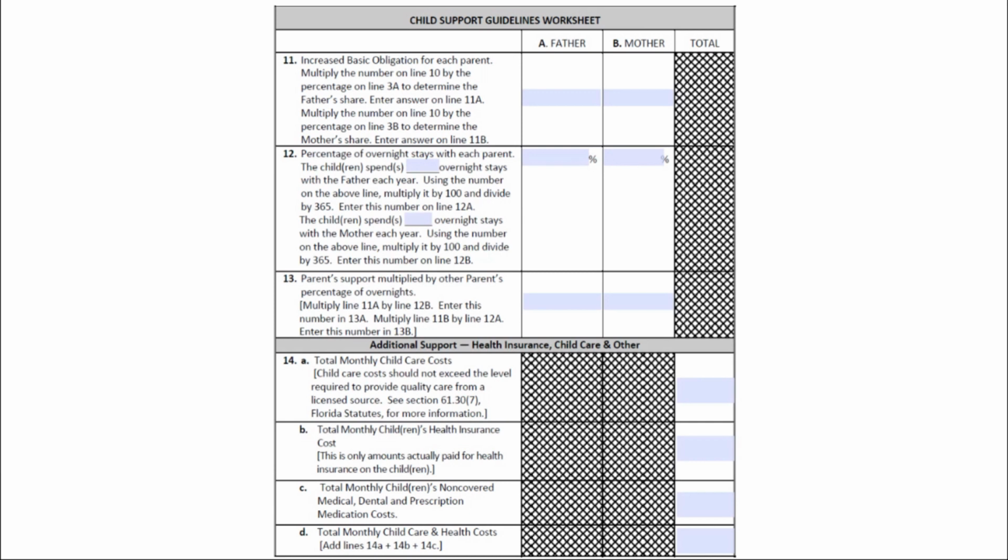In section 13 of the guidelines worksheet, you are going to calculate the parent's support multiplied by the other parent's percentage of overnights. In this case, to determine 13A, which is the father's support, you must multiply line 11A by line 12B and enter that number into 13A. To determine the amount for the mother's support multiplied by the other parent's percentage of overnights, you will have to multiply line 11B by line 12A and enter this number into 13B.